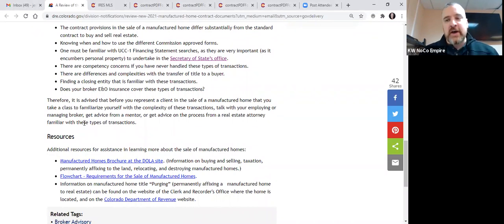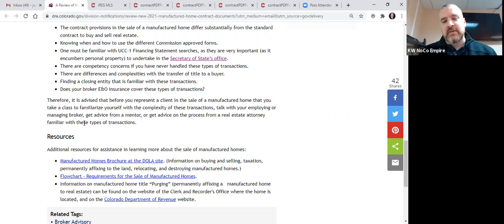Guys, I don't pretend to be the authority on manufactured homes. I have never even sold a manufactured home. I know certainly enough to be dangerous, and I've taken Damien's class on selling manufactured homes.